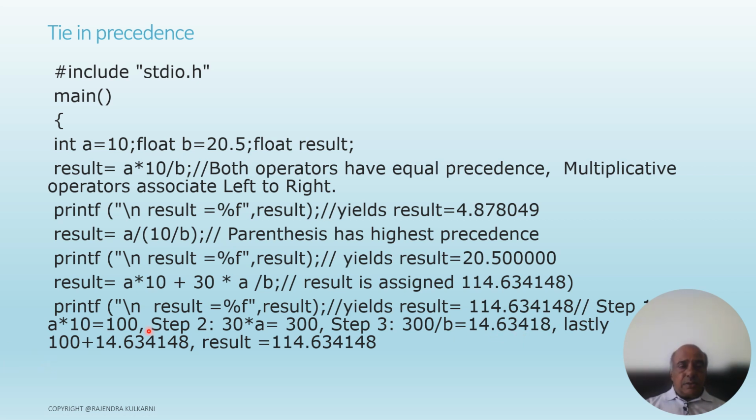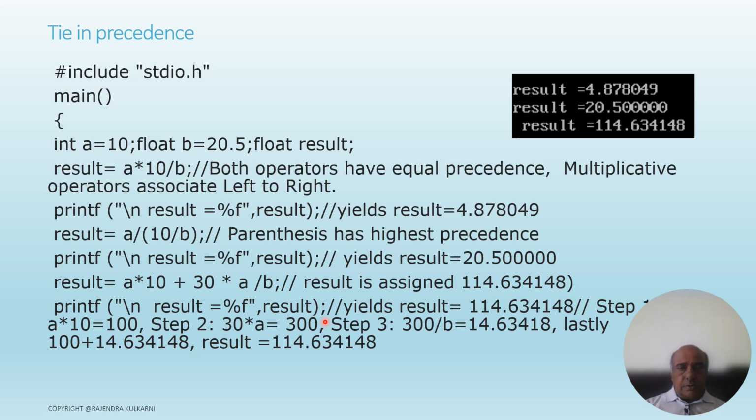Lastly, the plus operator will execute, and 100 plus 14.634148 will yield a result of 114.634148. This is the screenshot when the program was executed on a compiler.